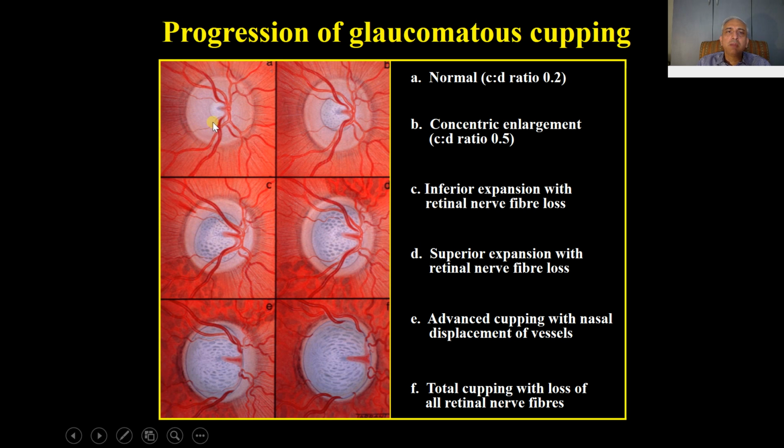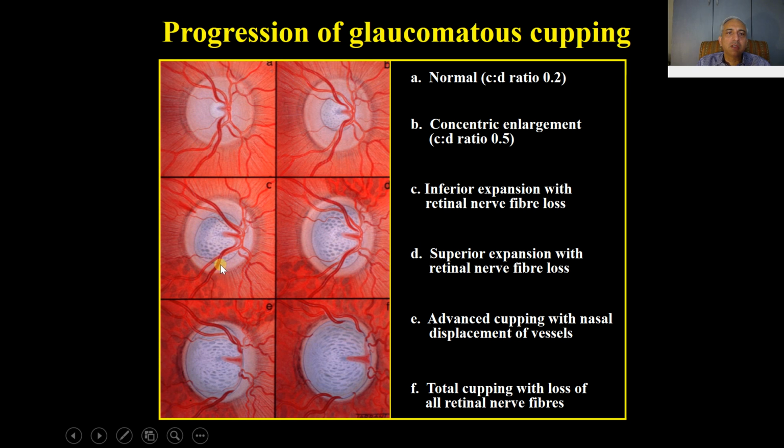Here you can see a patient with a normal cup to disc ratio of 0.2. In this one you see a concentric enlargement of the cup disc ratio of up to 0.5. This is the pallor which you see in the center compared to this optic disc, so this area is 0.5 of this whole disc. Here you can see inferior expansion, so there's a focal area of expansion of the cupping, and then there's superior expansion with retinal nerve fiber layer loss.